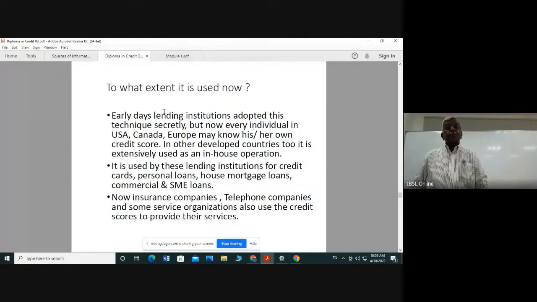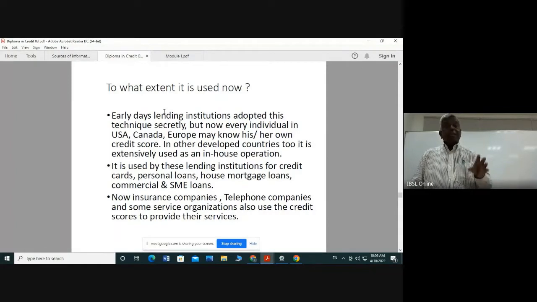To what extent is it used now? In early days, lending institutions adopted this technique secretly. But now every individual in the USA, in all those countries, even in India, may know his own credit score. Everybody knows. Even in Sri Lanka also, I'll come to that one. If a person wants to know his credit score, he can get it. In other developed countries too, it was extensively used as an in-house operation in those days. But now it is very open. It is used by these lending institutions for credit card, personal loan, house mortgage loan, commercial and SME loan.